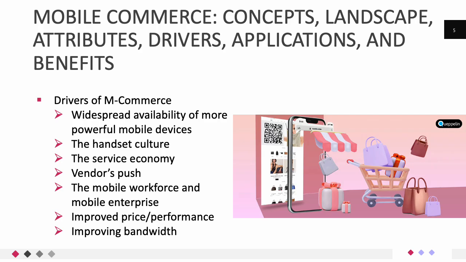And then why is m-commerce so booming? Second, because of the reason that we love our phone, the handset culture, okay? The shopping, the banking, the food delivery, we do everything on them. And then the service economy. People want everything to be quick. People want everything to be easy. Services like Uber Eats, Foodpanda, and apps deliver that.